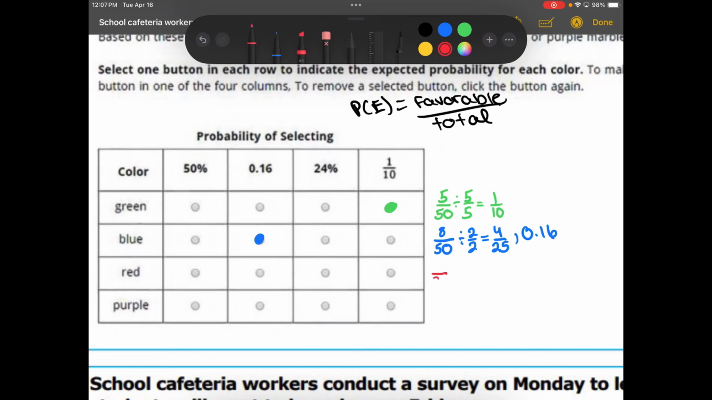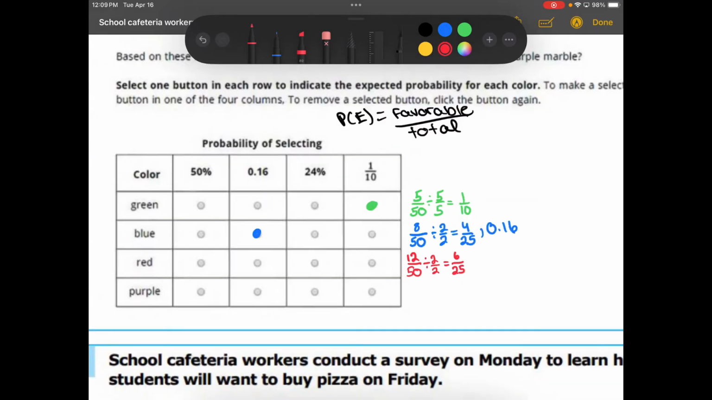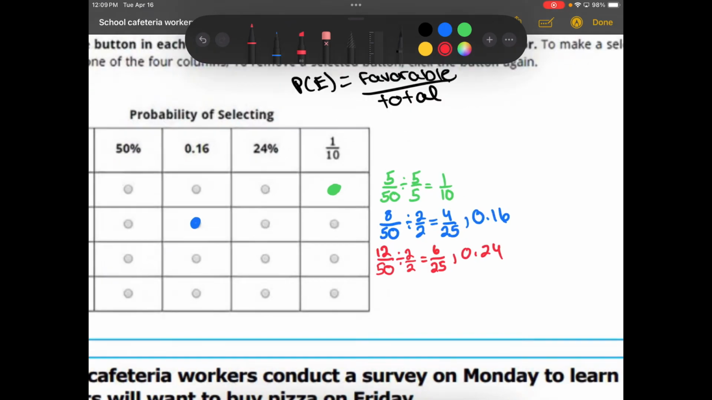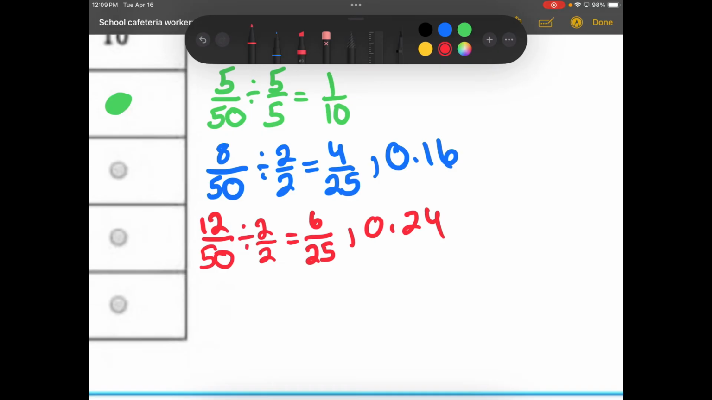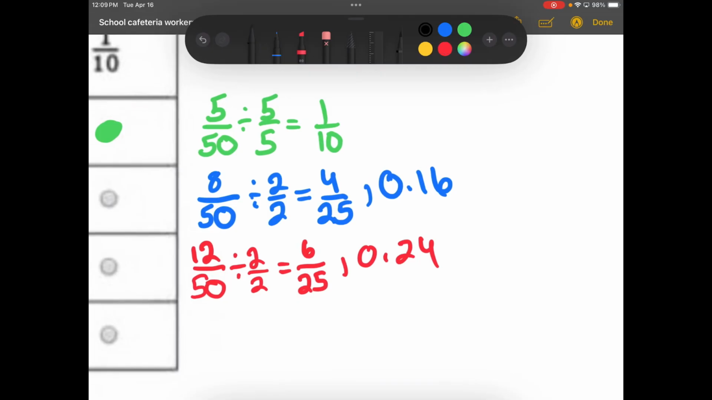Red. Still out of 50. How many red did he pull? 12. I am also going to divide top and bottom here by 2. And you can simplify in your calculator if you like. 12 divided by 2 is 6. 50 divided by 2 is still 25. 6 over 25, it's not available. So that means we have to change it to a what? Decimal. Change it to a decimal. What is the decimal? 0.24. I'm going to zoom in. Is 0.24 available at the top there? No. So that means we have to change it to a percent.